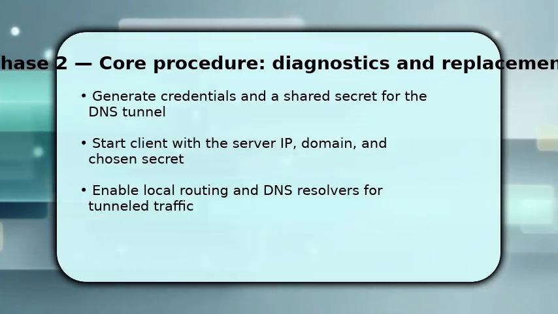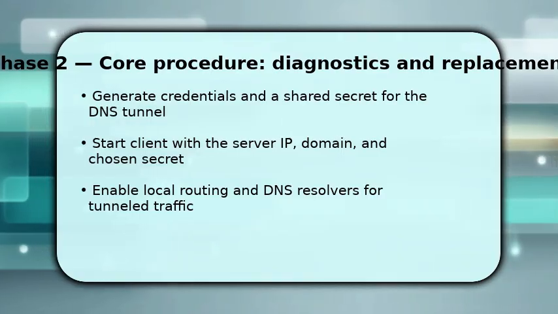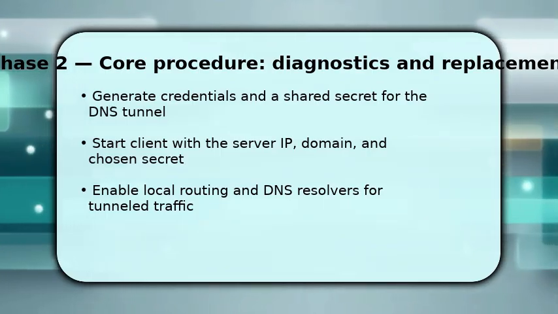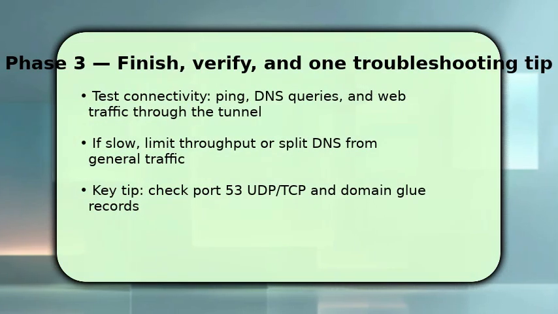Once connected, route specific traffic through the tunnel by adding a local route or using the client's built-in proxy, and point your OS DNS resolver to the tunnel interface. Monitor connection logs for packet exchange, to ensure the tunnel is finished by validating end-to-end behavior. Use ping and DNS lookups to see response timing, then browse a few sites to confirm traffic flows.